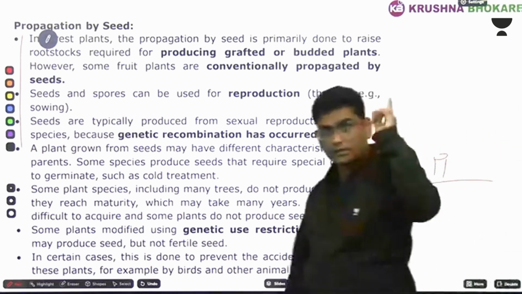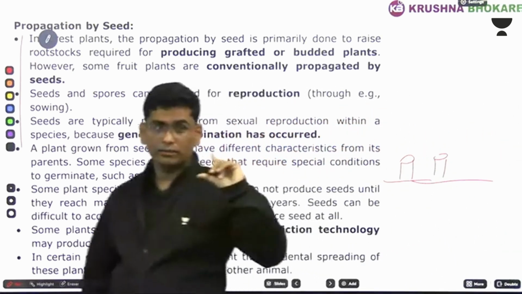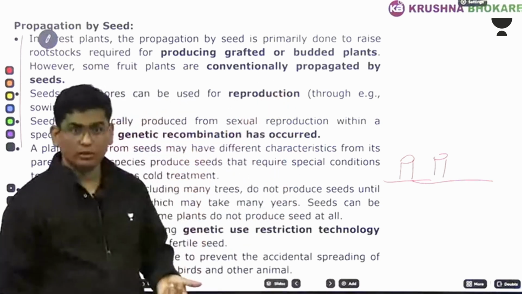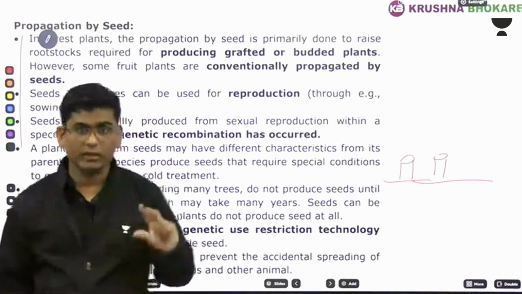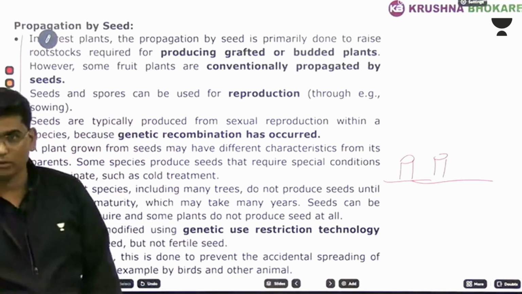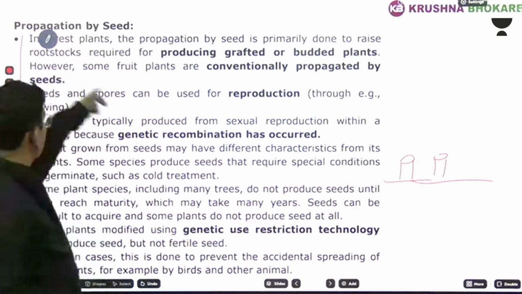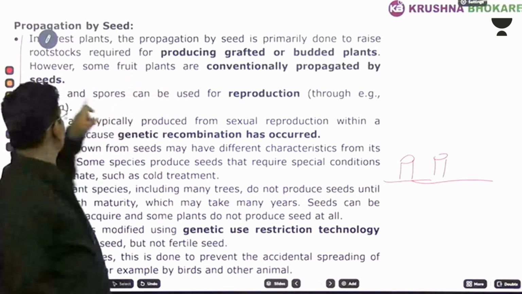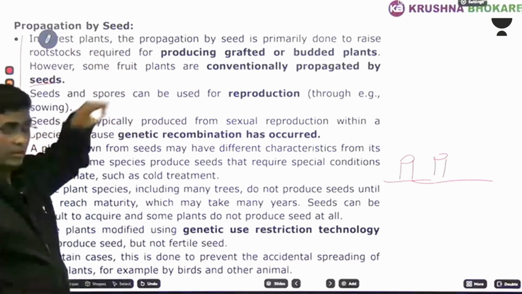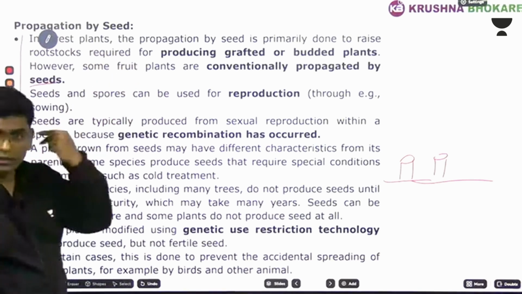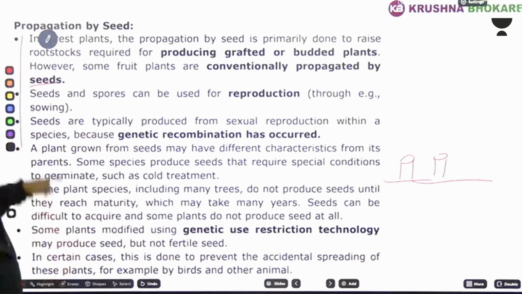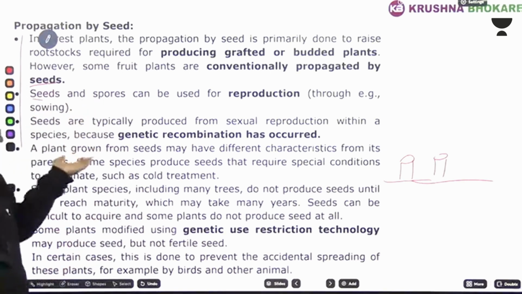Either direct generation of a plant, or the plant generated with the help of seed can be used as a rootstock. Like in the case of mango, desi mangoes are used as a rootstock for the Alphonso and other varieties, mostly. So some fruit plants are conventionally propagated by seeds, means seed is used for both purposes, either development of a whole tree or as a rootstock. Seeds and spores can be used in reproduction.